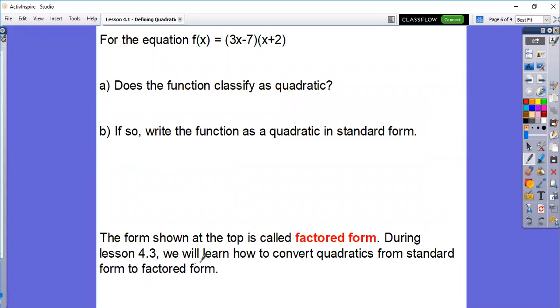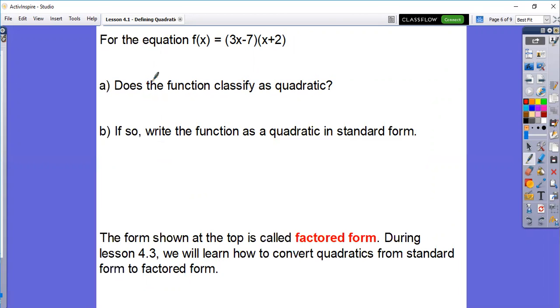In lesson 4.3, we're going to learn how to take quadratics in standard form and write them in factored form if possible. It's not always possible, but if possible, we're going to learn how to factor quadratics and write them in factored form. All right, so we're going to do this in class.